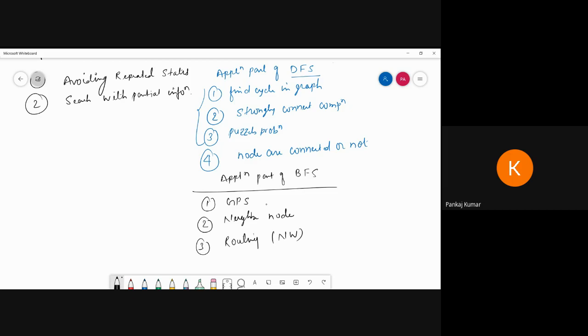Because in BFS we can explore each and every node. Suppose like this one: we explore first this one, then this one, then this one. That's why we can find the nearest neighbor using BFS in networking and GPS. In GPS, suppose I search geographically, this one and this one are the nearest places, so all the places can be explored. That's why I'm telling you this for BFS.